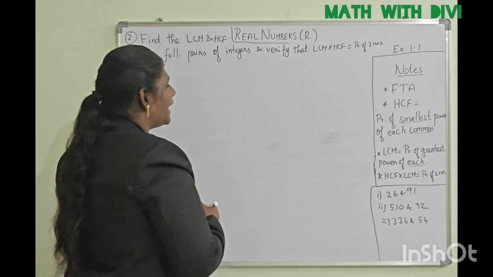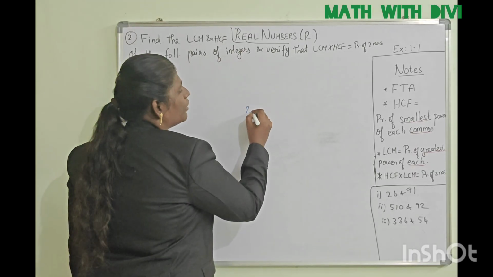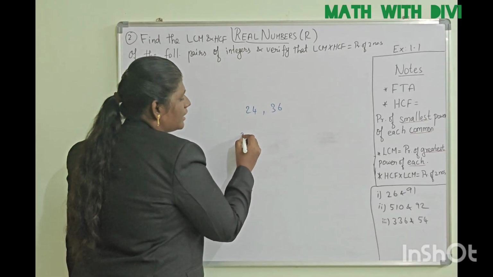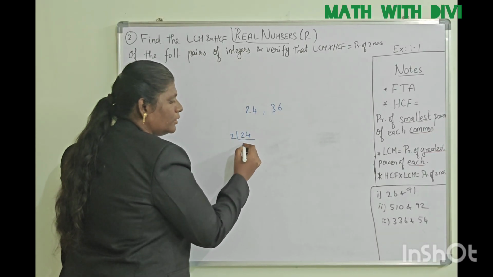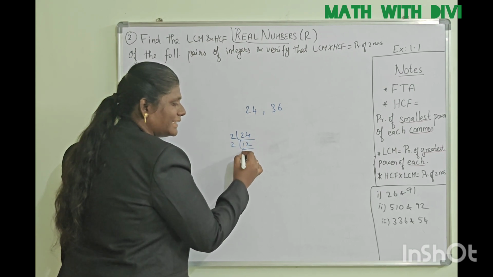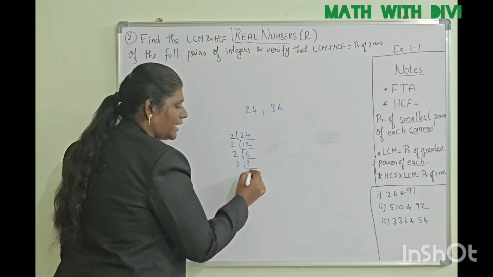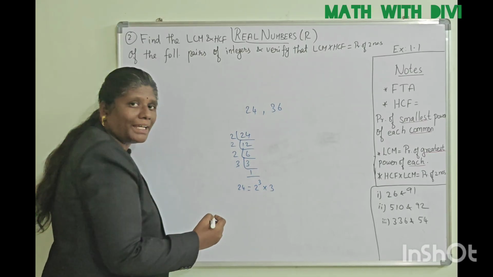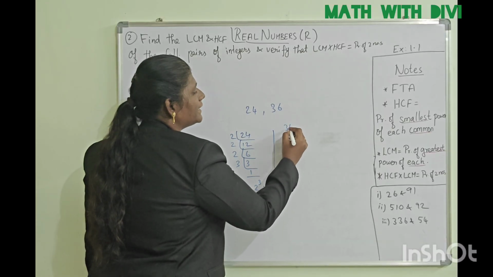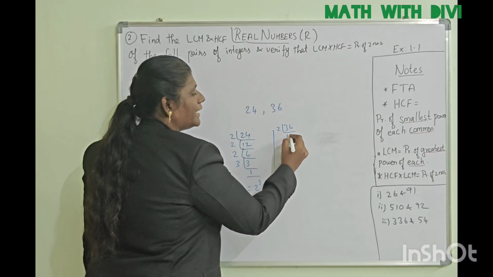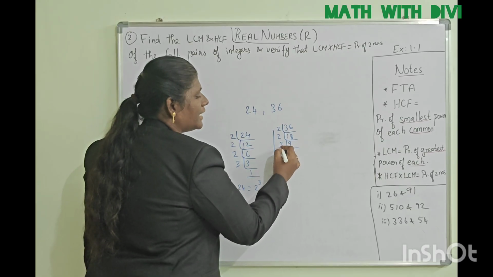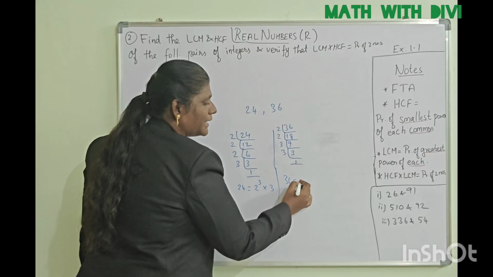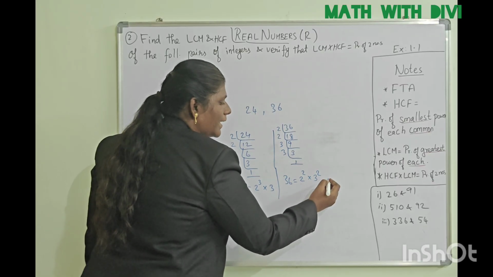Okay. For example, I will take two numbers, which are 24 and 36. Let's prime factorize them. 24, if we do it, 2, 12, 2, 6, 2, 3, again 3, 1. So it can be written as 2 cube into 3. Am I right? Yes. Similarly, 36 we can divide 2, 18, 2, 9, 3, 3, 3, 1. So 36 can be expressed as 2 square into 3 square, right?